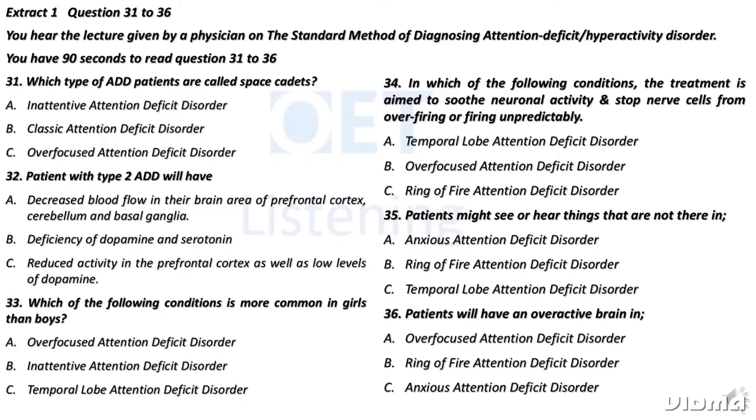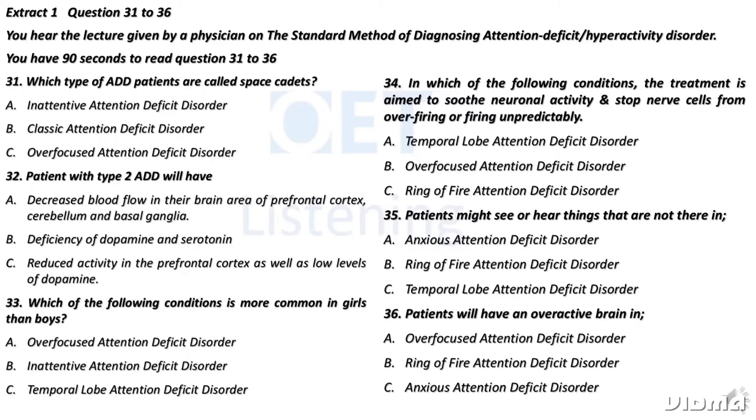Type 1. Classic attention deficit disorder. People with classic attention deficit disorder have reduced blood flow in their brain area of the prefrontal cortex, cerebellum, and basal ganglia. The basal ganglia produces dopamine. Type 2. Inattentive attention deficit disorder.